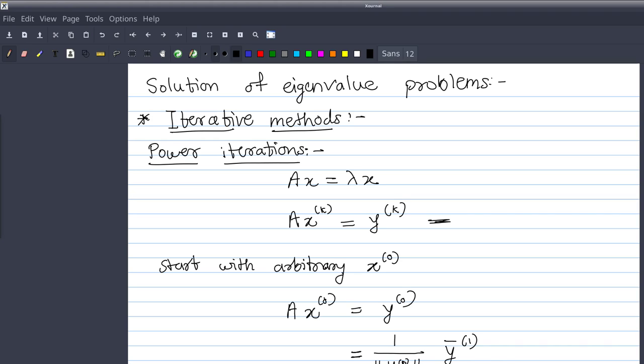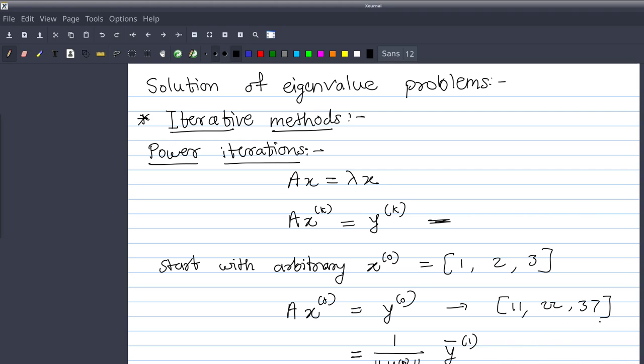So what we are doing here is, first we will assume x0 is equal to some vector, let us say 1 2 3. The A matrix is known to us, so using this A into x0 we will calculate y0. This will be some vector, let us say 11, 22 and maybe 37, something like this.